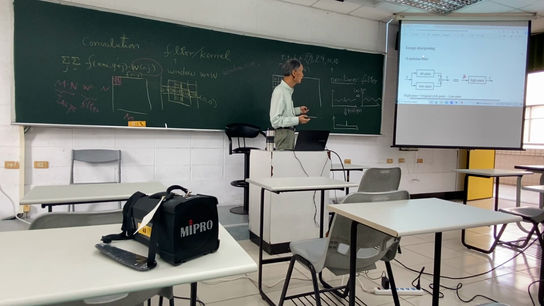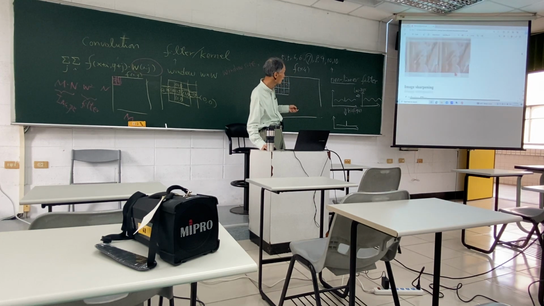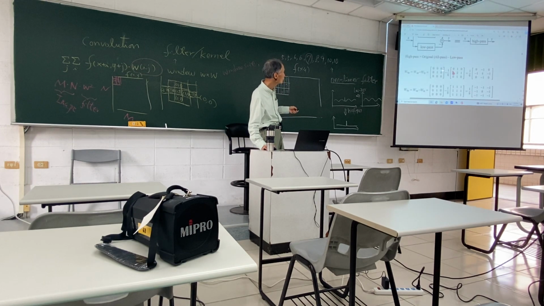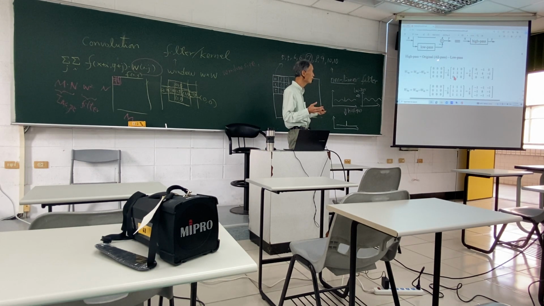Okay, but anyway, for image sharpening, we need to apply a high pass filter. And a high pass filter is nothing but the all pass filter, which means the X itself, minus the low pass filter. And the low pass filter can be obtained from either a Gaussian filter or an average filter, okay? So here's the example. A high pass filter is the original image, that's all pass, minus the low pass filter.